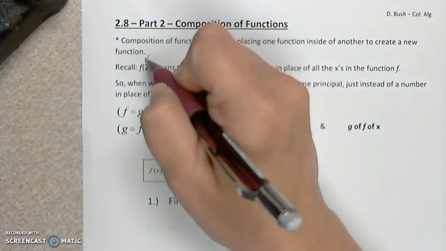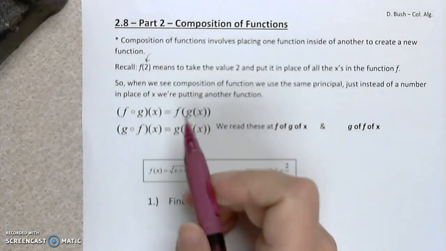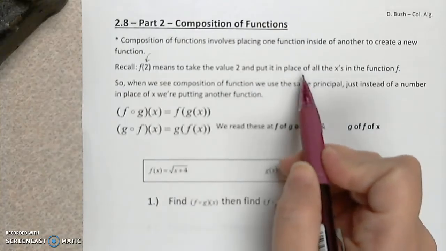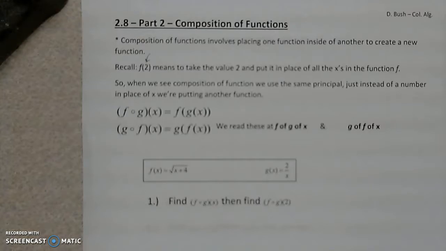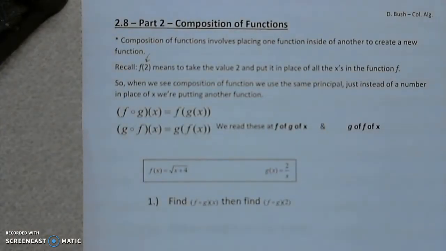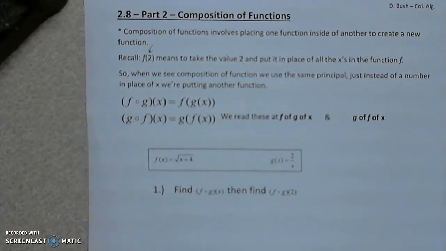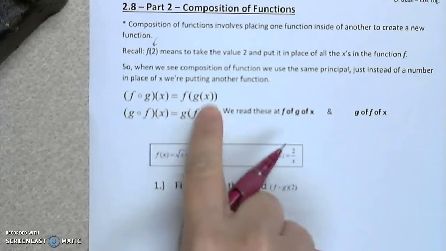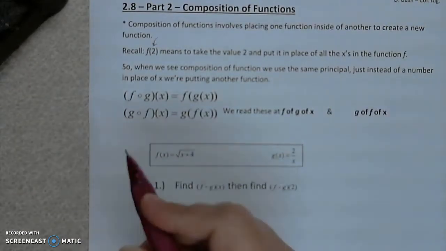Remember that if I see f of 2, that means to take the value 2 and put it in place of all of the x's in function f. So when I see a composition of functions, I'm going to use that same principle. But instead of putting a number in x's place, I'm going to put another function in x's place. And so here is the notation for composition of functions.